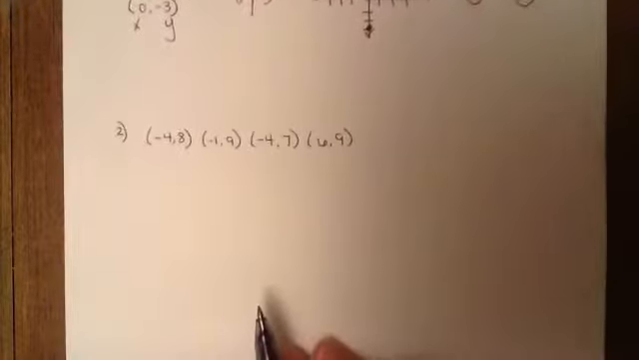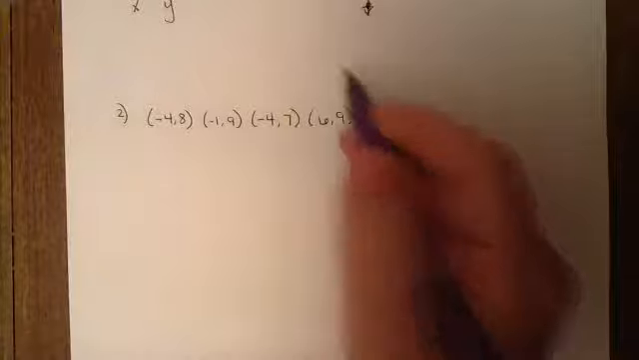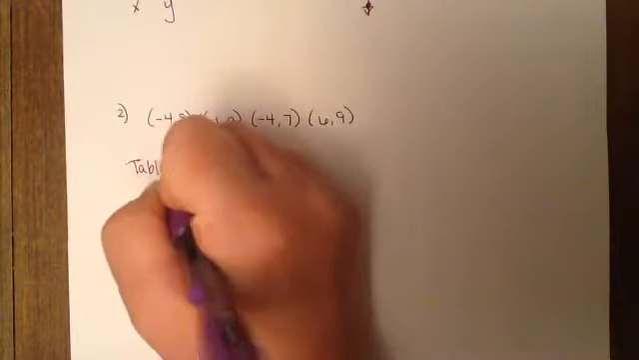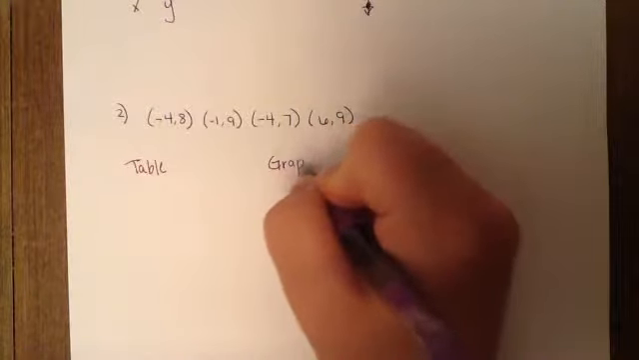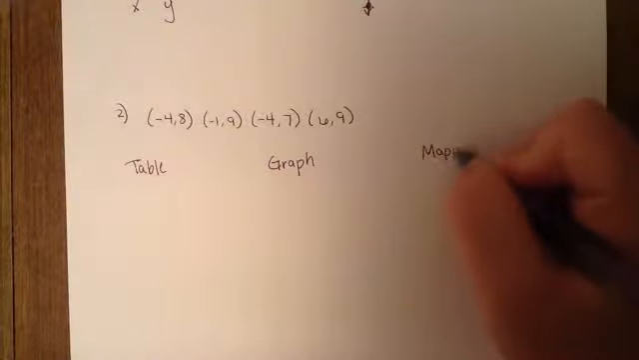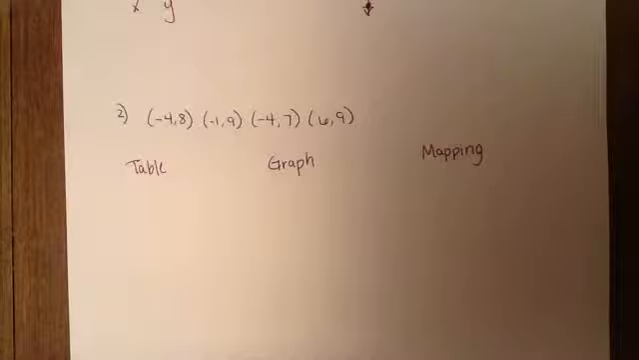So let's take a look at this next one. Here's a set of ordered pairs. They're listed as ordered pairs, so we are going to first make a table. Then I want you to make a graph. And lastly, a mapping. Try this one.